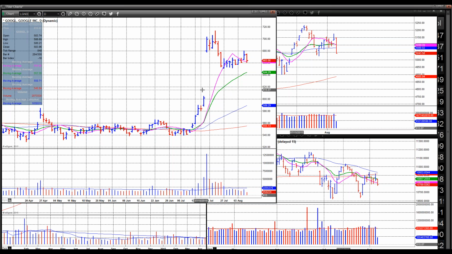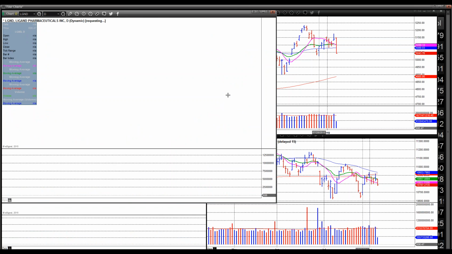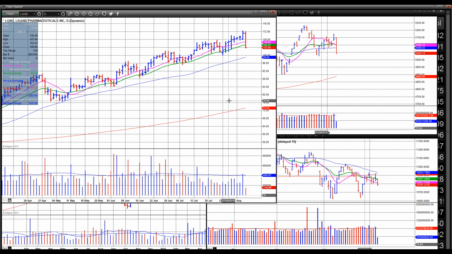Just recent names like, let's see, is this box coming up? I'm going to put up LGND. Oh, there we go. So this is something we put on the list way back on May 19th, which is back in here, and you can see that this is a stock that just does its thing and it keeps going higher.